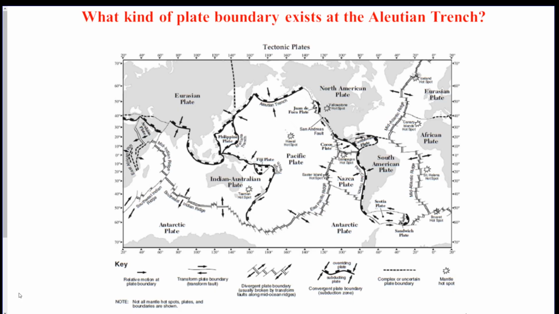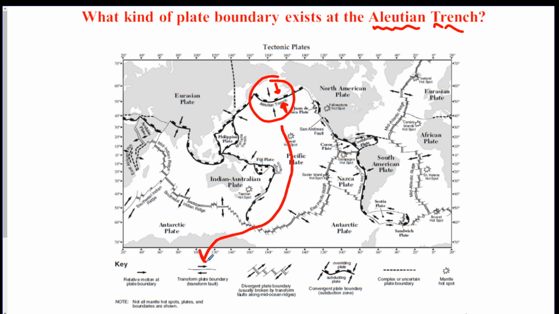All right, we're going to do a couple questions. It's going to be based off this map here, so you can see if you figure it out. The first one is, what kind of plate boundary exists at the Aleutian Trench? So we don't know what that is, but we could just use the map. So you find the Aleutian Trench, which is right here. And the plate boundary is what the arrows are doing. So you see how these arrows are moving towards each other right there? So now you just check the key on the bottom.